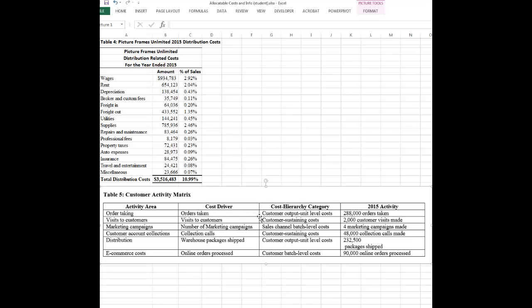You're going to add one column for 2015 orders taken costs, and that would be, like we just discussed, the customer service costs, and the warehousing costs would be next to the warehouse packages shipped cost driver, and you can fill in the rest based on what you think they should be. Just make sure that your total costs that you account for here match the amount on both of those tables, tables 3 and 4. And then you're going to tell me, well, what's the allocation rate?